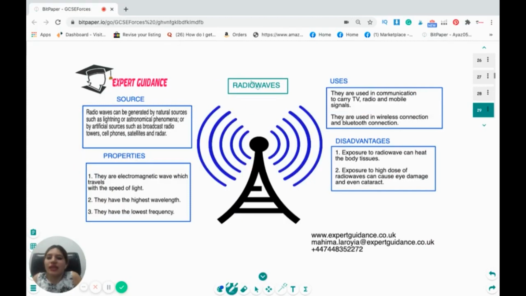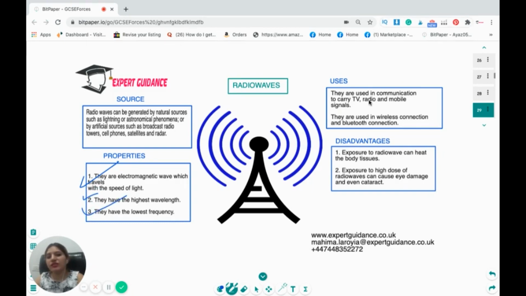Now, radio waves can be generated by natural sources such as lightning or astronomical phenomena, or by artificial sources such as broadcast radio towers, cell phones, satellites, and radar. The properties of the radio waves are they are electromagnetic waves which travel with the speed of light. They have the highest wavelength and they have the lowest frequency.